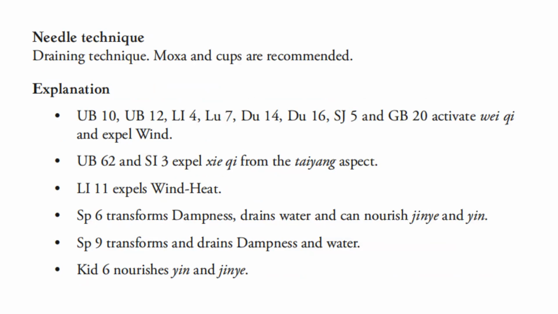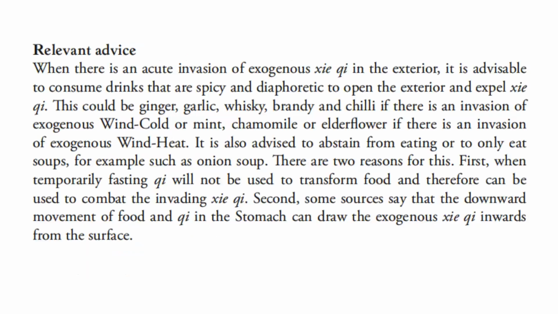UB62 and SI3 expel pathogenic Qi from the Tai-Yang aspect. LI11 expels wind heat. Spleen 6 transforms dampness, drains water, and can nourish Jin and Yin. Spleen 9 transforms and drains dampness and water. Kidney 6 nourishes Yin and Jin. Invasion of wind can be caused by Wei Qi deficiency, and its resulting pattern will depend on the individual pattern.